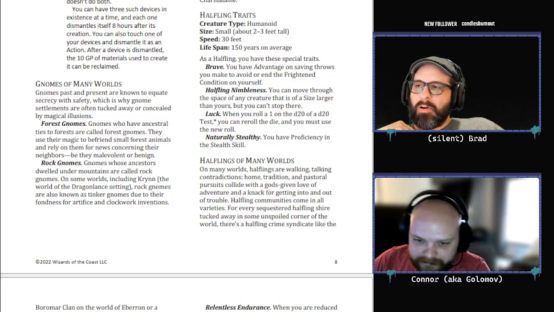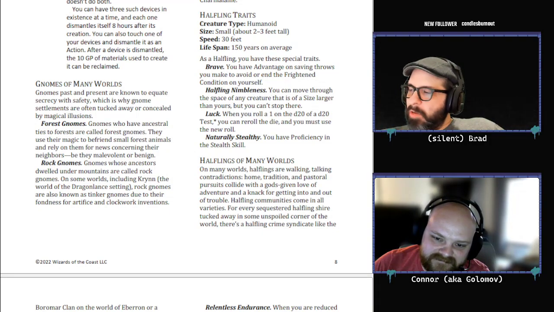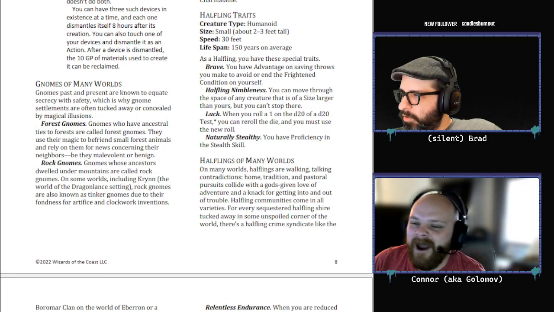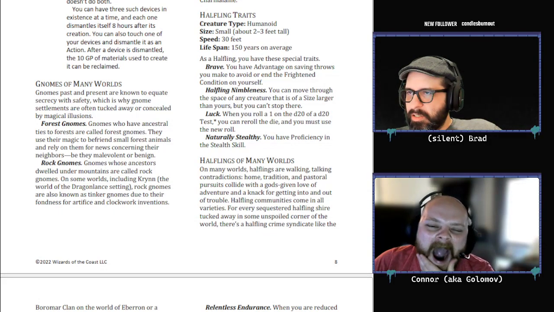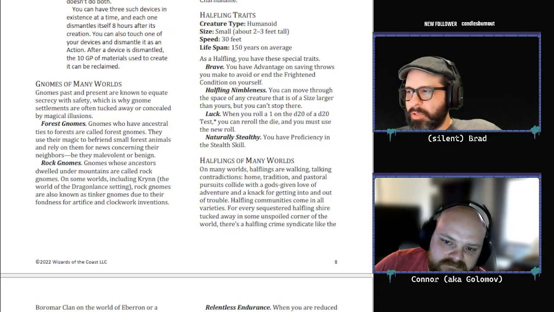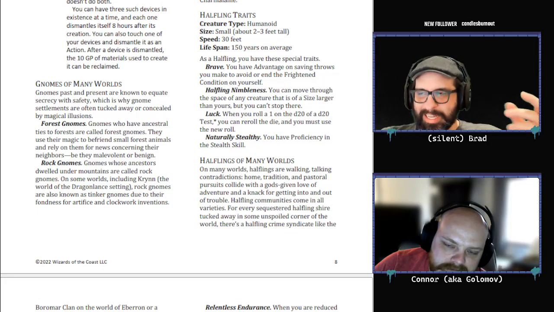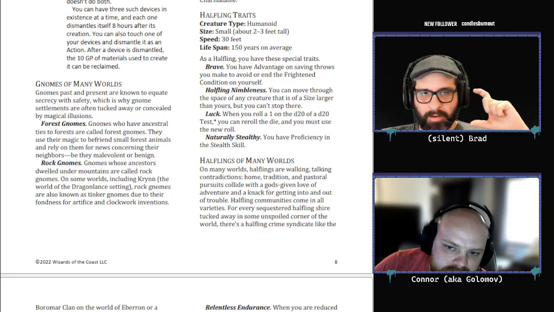So humanoid, small, 30 feet speed. Again, an increase from the 25. Lifespan 150. They get Brave still, which is slightly increased. So it used to just say advantage on saving throws against being frightened. Now it's make or avoid the frightened condition on yourself. So they're just expanding that to make it very specific.